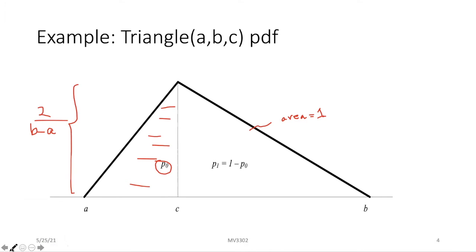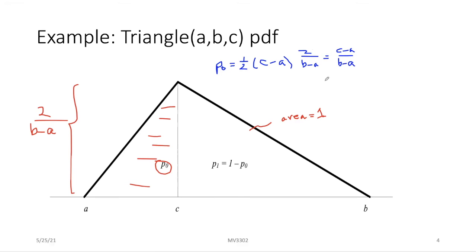Let me pick a different color here. All right, so P0 is 1/2 the base times the height. The base is C minus A. The height is 2 over B minus A. And so that gives us C minus A over B minus A. And P1 is just 1 minus that.